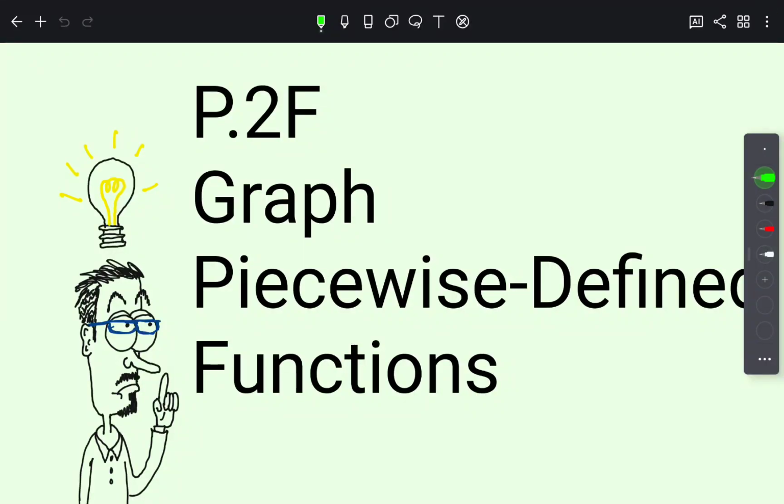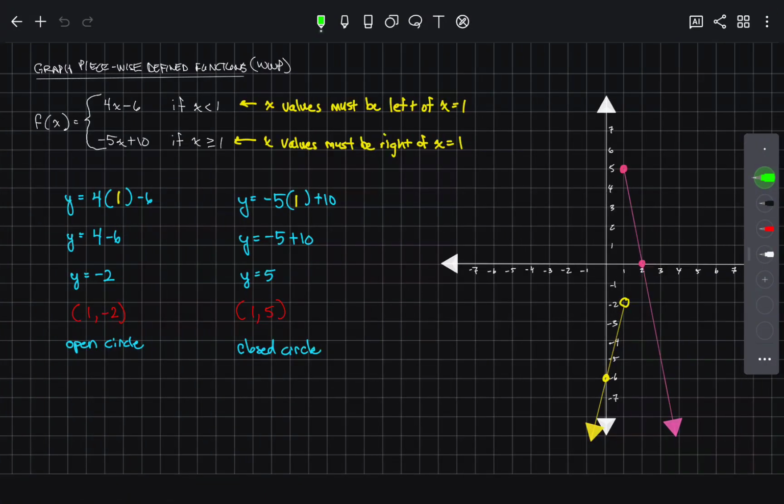Graphing piecewise defined functions. This would mean that we have one or more functions with some sort of parameters put on it. Like, for example, you can see here we have 4x minus 6. We have a bracket saying that we have more than one function, 4x minus 6 and negative 5x plus 10. That f of x we could always substitute as y equals. So if we wanted to, we could rewrite them like this.